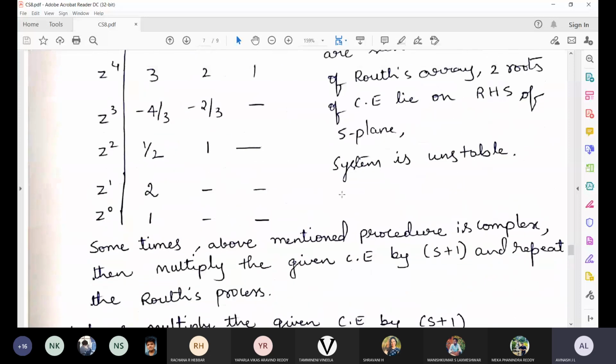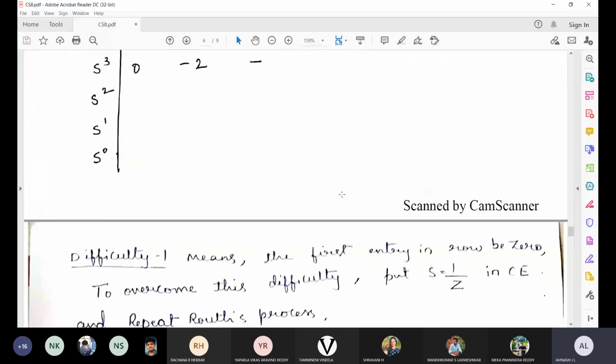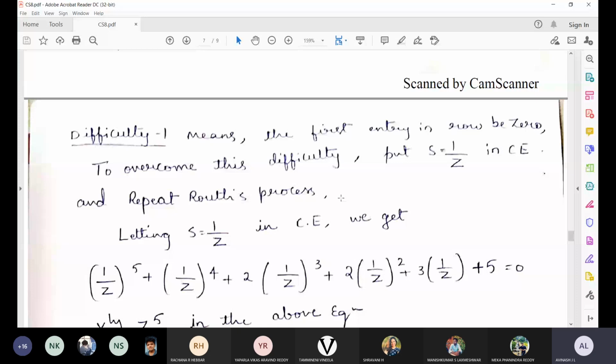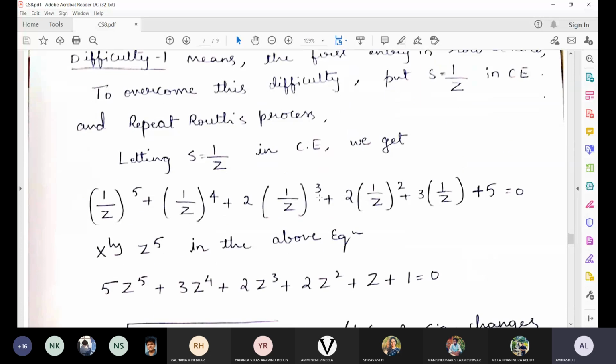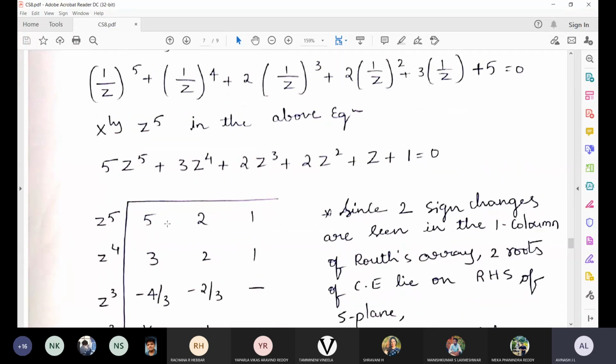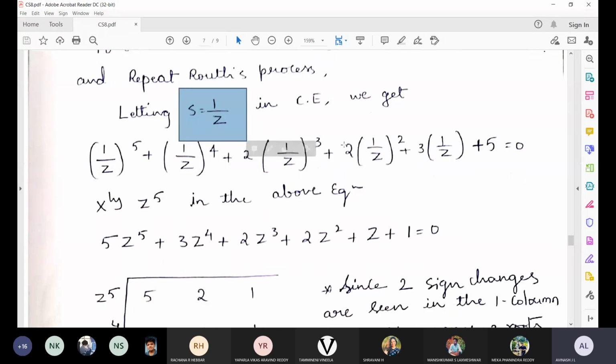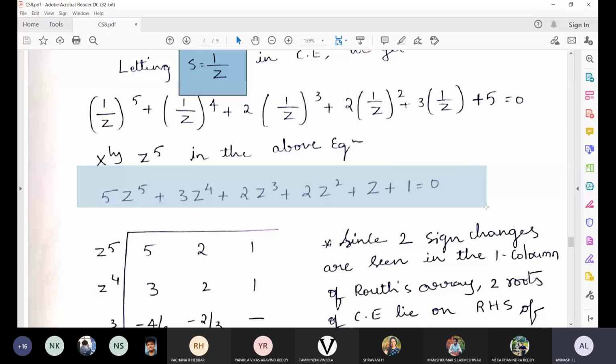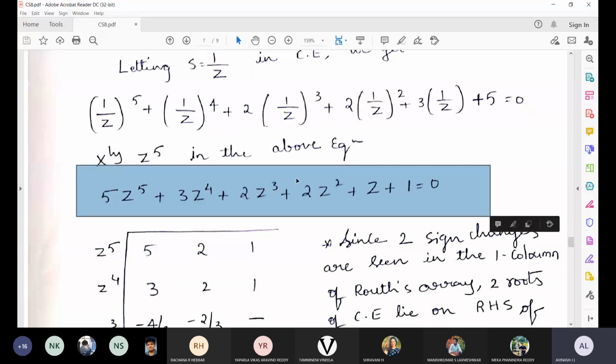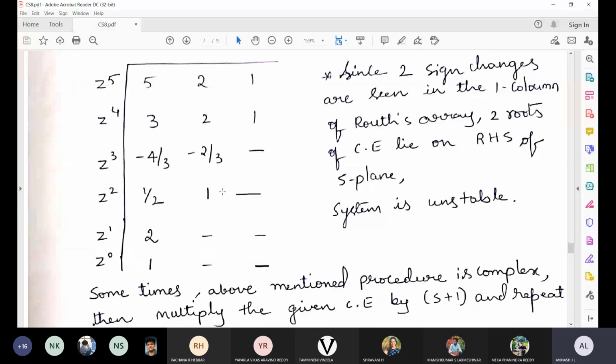When you are talking about difficulty 1, I'll just brush up the things. Difficulty 1 means the first entry in a row is 0. When the first entry is 0, we cannot go on. So we can replace s by 1 by z, that is, the reciprocal variable we are going to consider. Once you consider the reciprocal, we reframe the equation, and then we continue the process.